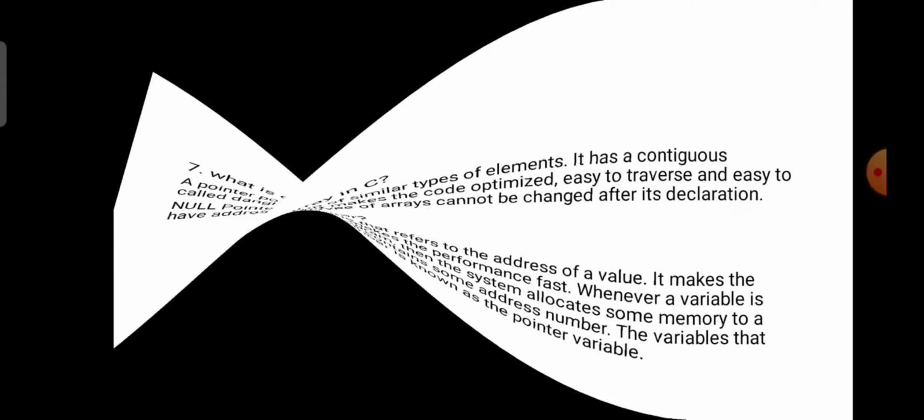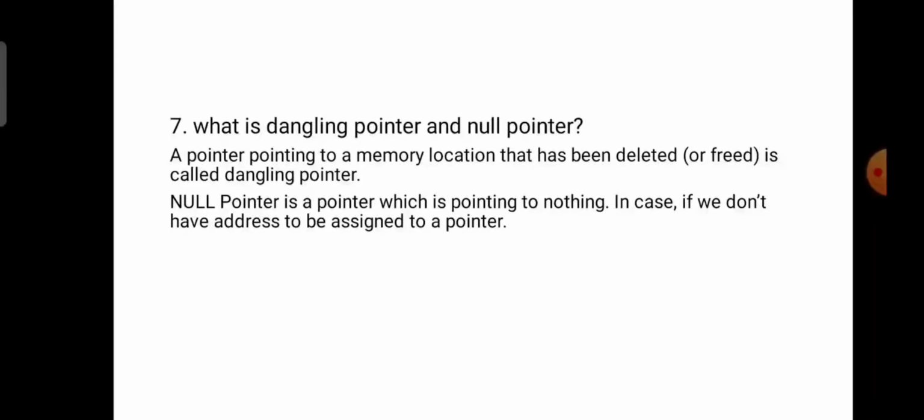Moving forward to our next question, what is a dangling pointer and null pointer? A pointer pointing to a memory location that has been deleted or freed is called a dangling pointer. To fix this error of dangling pointer, we use a null pointer. Basically, a null pointer is a pointer which is pointing to nothing.